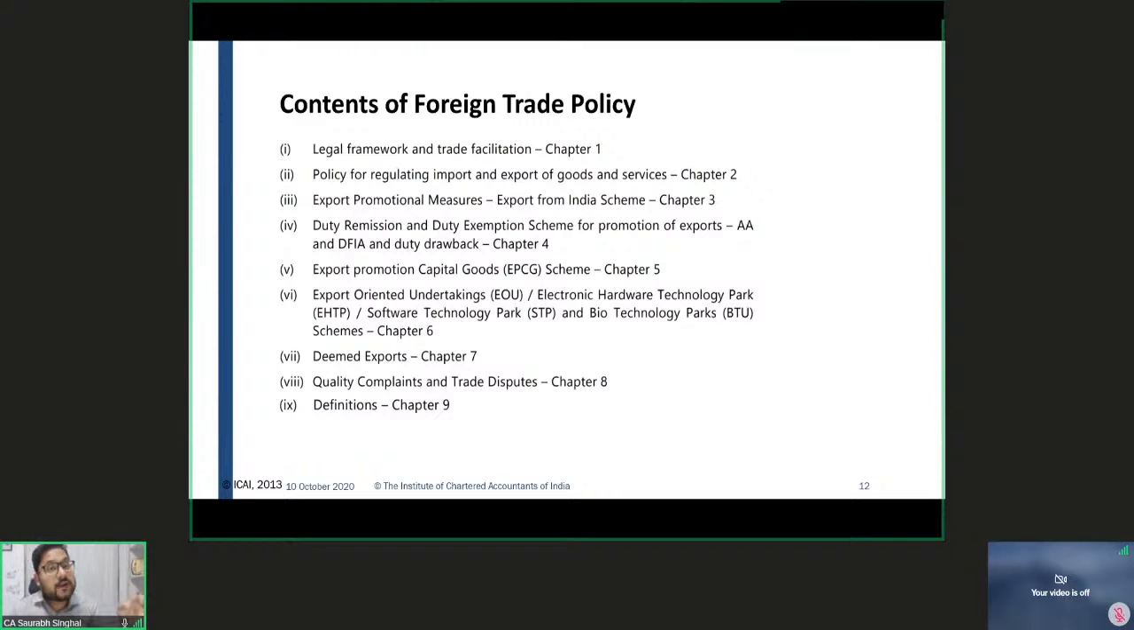Chapter 7 is deemed export. Anything which is actually not export but deemed to be export. That is, the goods are actually not going out of India, but are within India. Even foreign currency is not received, but still they are deemed to be export for certain reasons. That is chapter 7. Chapter 8 is a small chapter for any complaints and trade disputes that people have under the foreign trade policy. Chapter 9, as I told you, is a chapter for definitions.